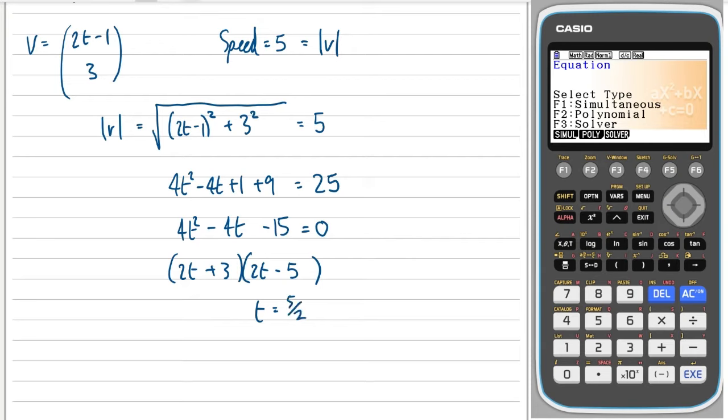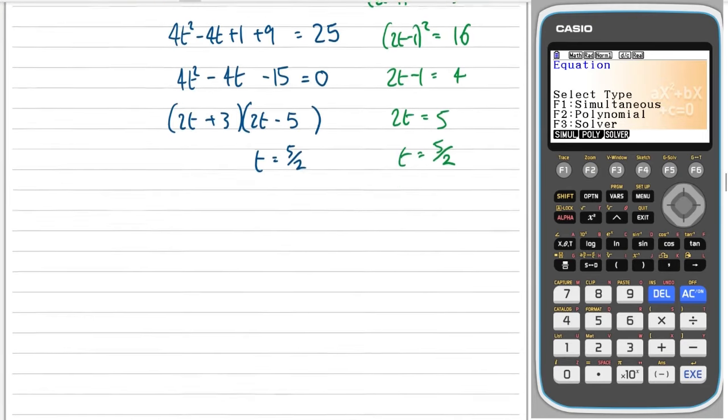The reason why I said it's not the most efficient way is because at this stage I could have just kept my square completed and have that as 25 minus 9, and then I could have just solved it like that. It might have been a bit easier, because that would be 16. Square rooting would have given me 4, and then adding on 1 and then dividing through would give me the 5 over 2. Oh well, you live and learn.